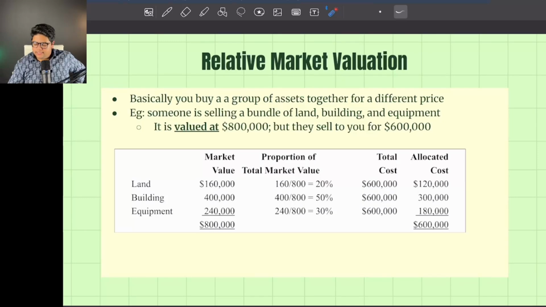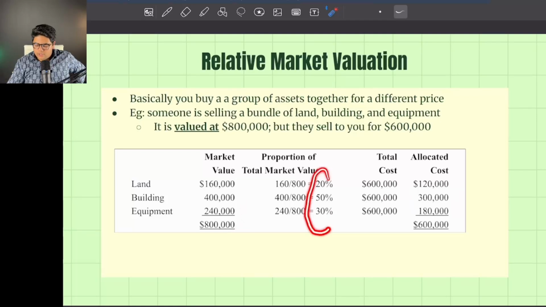So what you're going to do is you're given this and this. You can divide $160K by $800K to get 20%. As in, 20% of the money you spent on the $800K was for land. 50% of the money you spent on the $800K was for building. 30% of the money you spent on the $800K was for equipment.